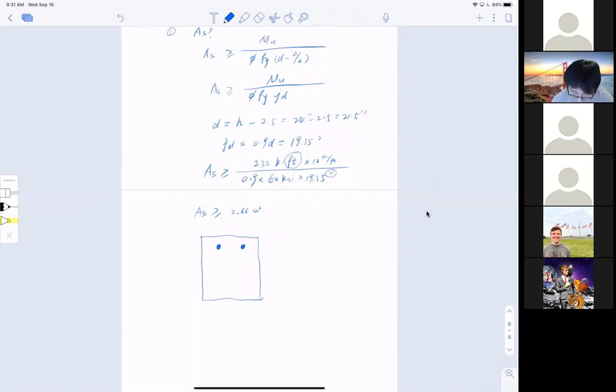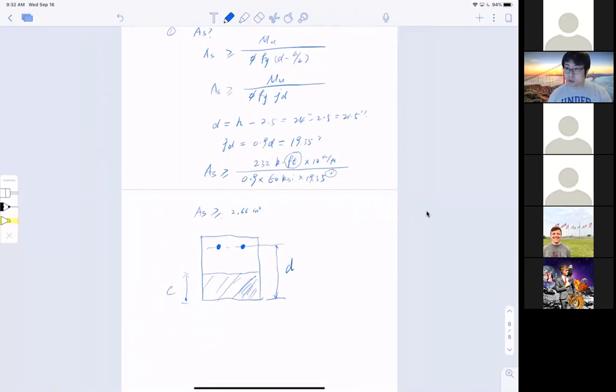The depth d is defined from the compressive side to the tension side. So now this is called the d. And the compressive zone is right here. This is the actual compressive zone. Does everything flip then? Yes, everything flipped. Got it? Okay, thank you.